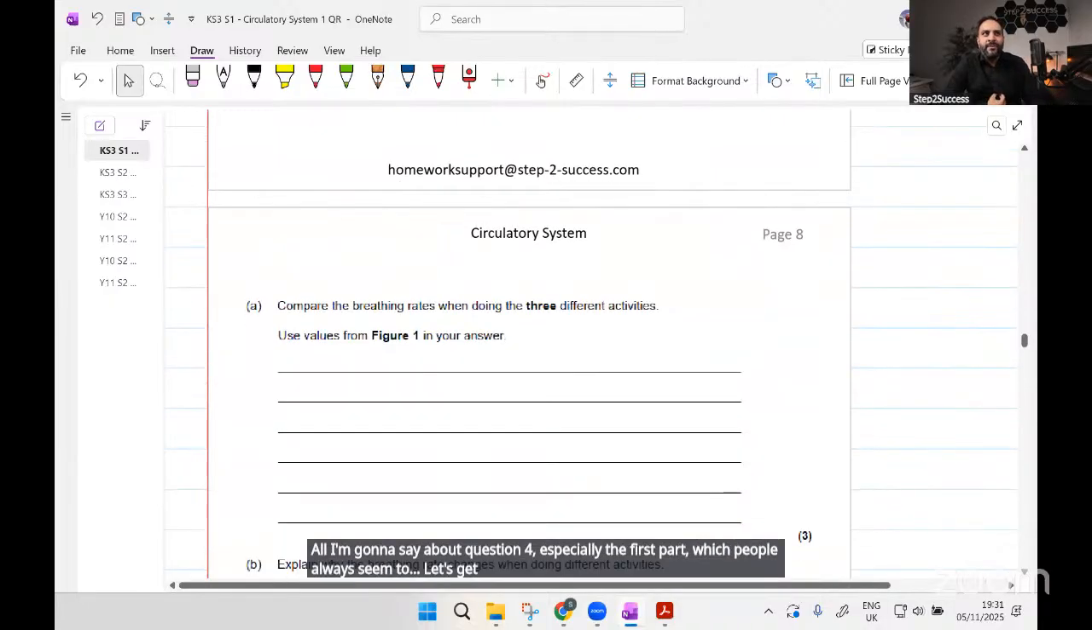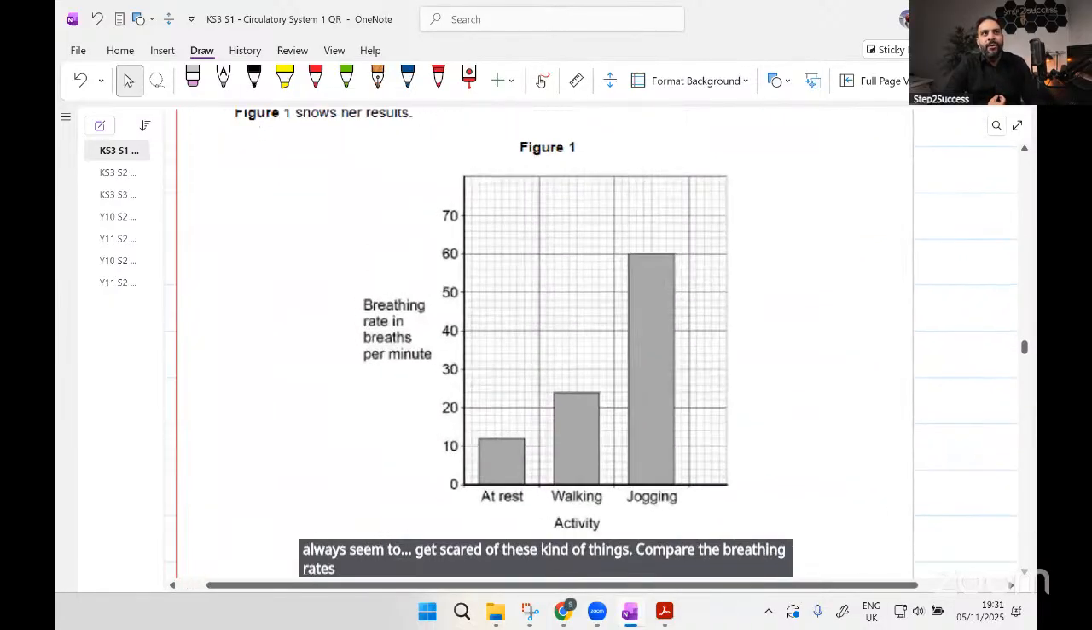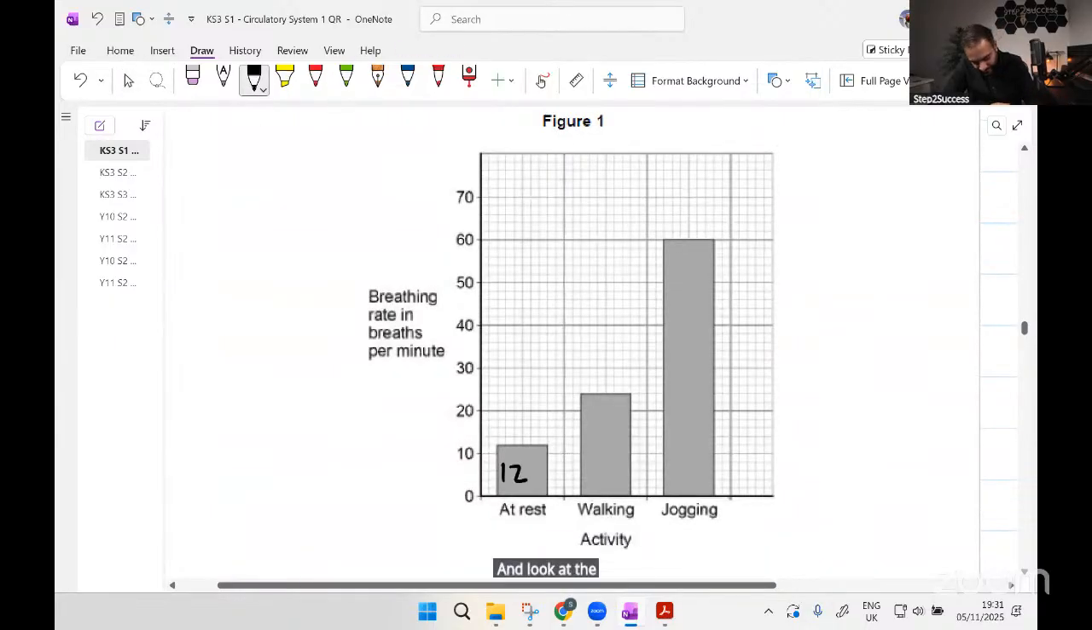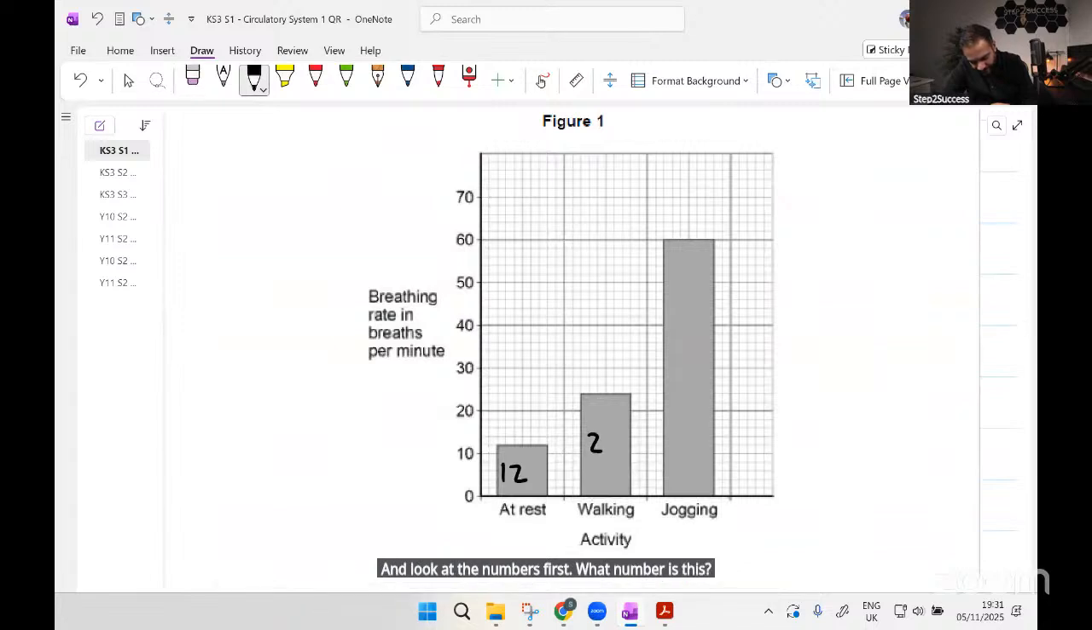Compare the breathing rates when doing the three different activities. Right. What you need to do first is look at this graph and look at the numbers first. What number is this? That is 12. What number is this? That is 24. What number is this? That is 60.